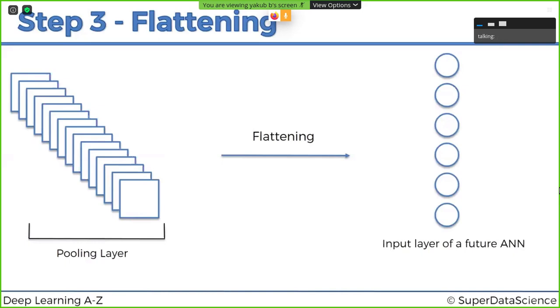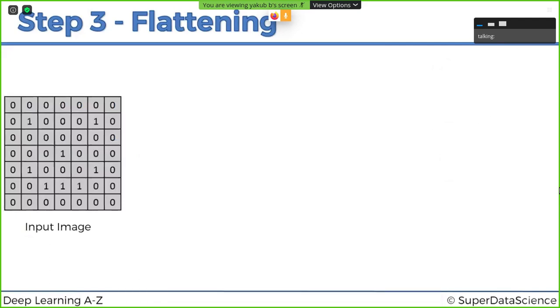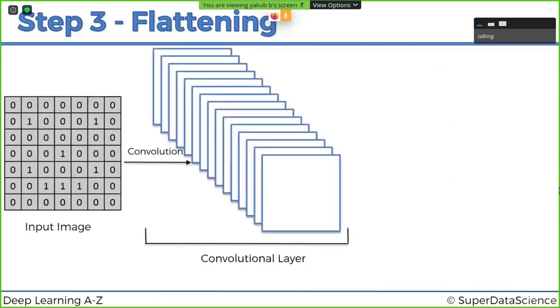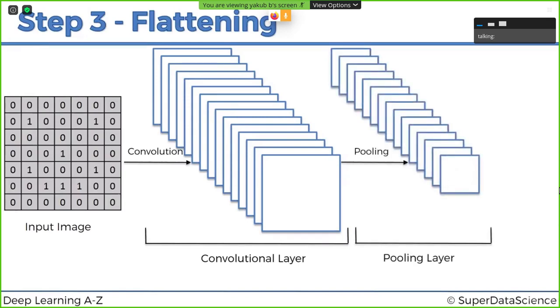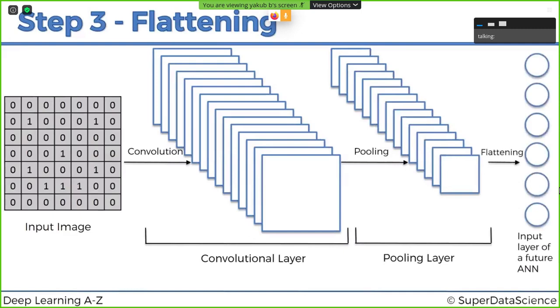And so to sum all of this up, we've got an input image, we apply a convolution layer, and let's not forget the ReLU, or rectified linear units function, that we apply after the convolution layer as well. And then we apply pooling, and then we flatten everything into a long vector, which will be our input layer for an artificial neural network. And exactly how that works, we'll find out in the next tutorial.